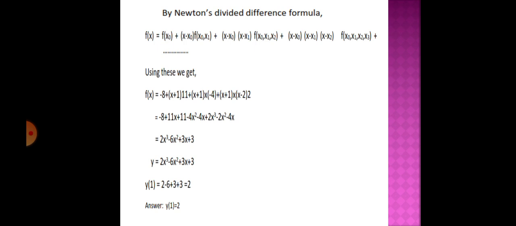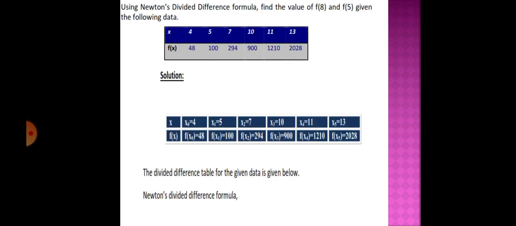So you are getting a polynomial, 2x cube minus 6x square plus 3x plus 3, and they asked to find out y of 1. So instead of x you have to apply 1. That means you will get the answer as y of 1 is equal to 2. This is the Newton's divided differences.